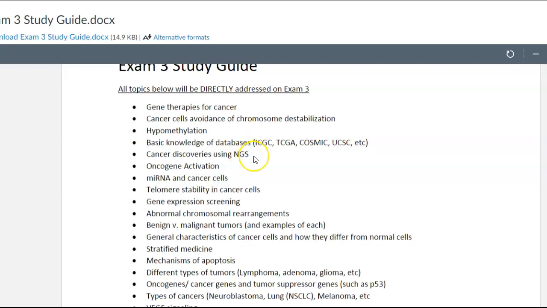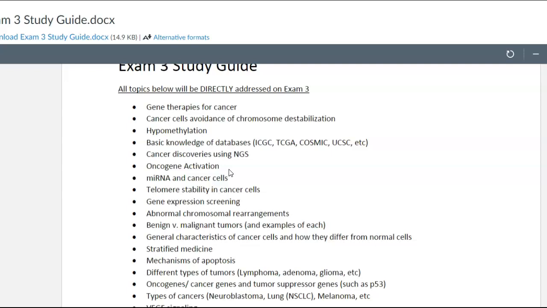Cancer discoveries using next generation sequencing. You want to be fairly aware of NGS and how it can help us with screening for different cancers. How different oncogenes are activated would be important. There's a fair amount of discussion on that, and knowing what an oncogene is, obviously.